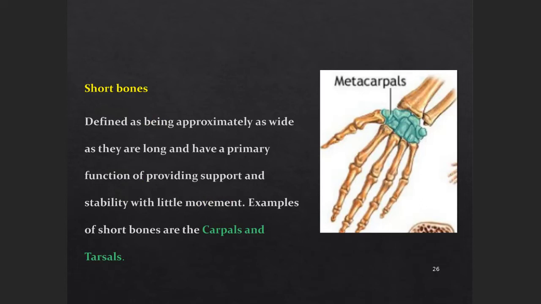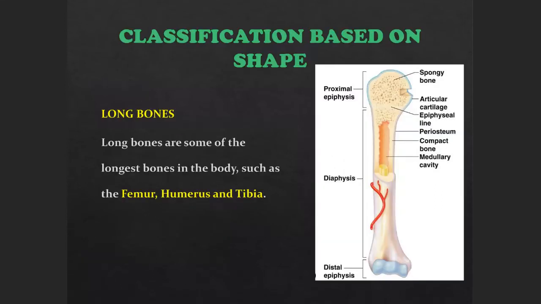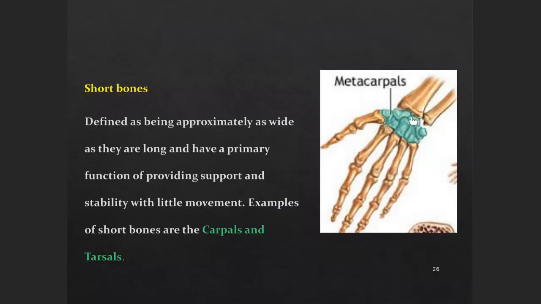Now coming up to short bones. Short bones are basically defined as being approximately as wide as they are long. By that it means, go back to the long bone. They are not wide, they are long. But in case of your short bone, they are as wide as they are long. They have the primary function of providing support and stability. Now what are the examples? Examples are bones of your hands, which are called your metacarpals, and tarsals.